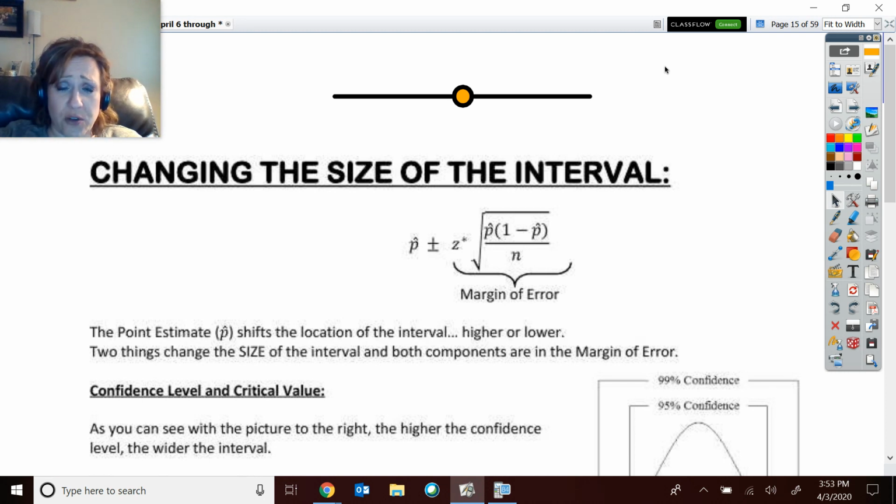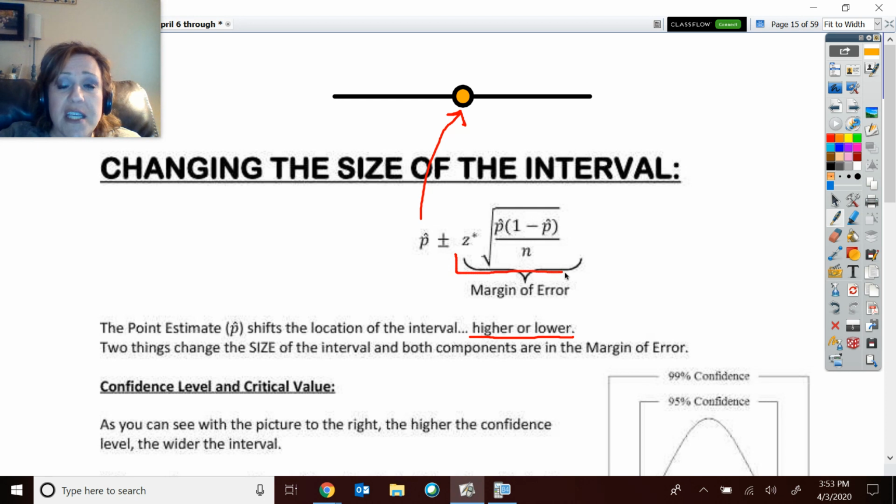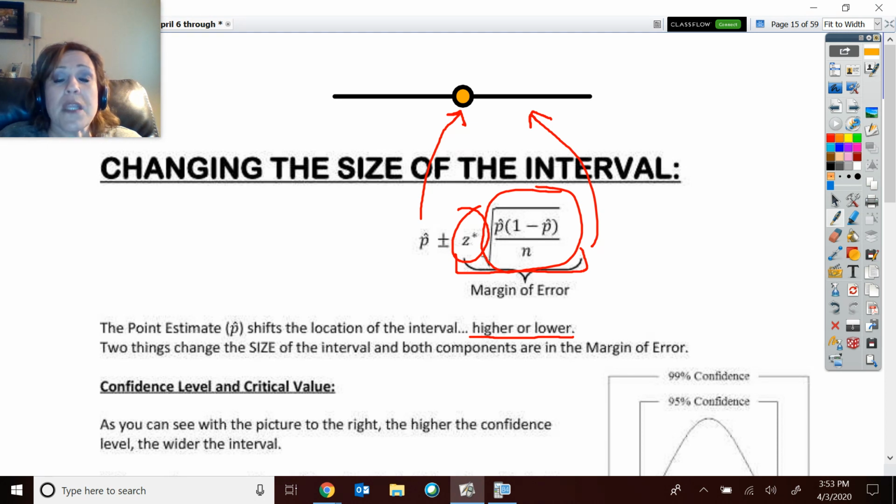So I have that right here. This p hat, that one in the middle, that point estimate, is shifting back and forth and making that interval higher or lower. But what is changing the size of the interval is those margins of error. And so they're going to be making that wider or narrower based on these two items here that make up the margin of error. So we want to address those two things. How can we control them?